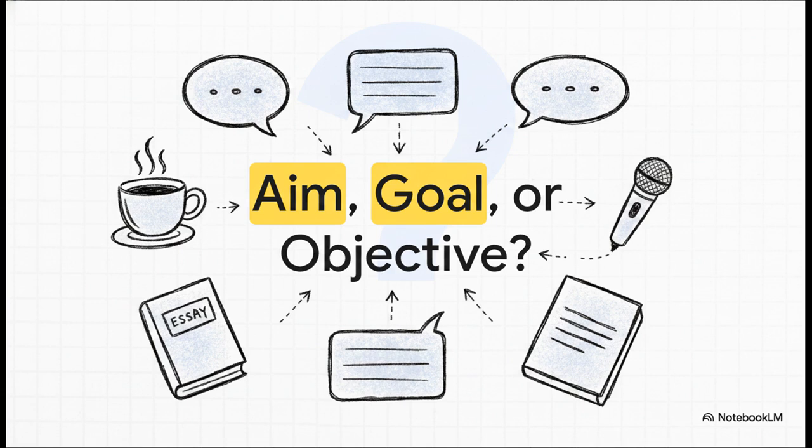Aim, goal, or objective. I mean, think about it. If you're writing an essay, giving a big presentation, or just chatting with a friend at a coffee shop, which one of these should you actually be using? It's a fantastic question. And to get to the absolute bottom of it, we're going to look directly at how native speakers actually use these words out in the real world.